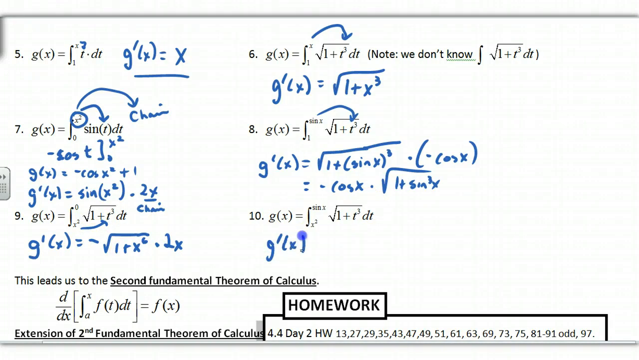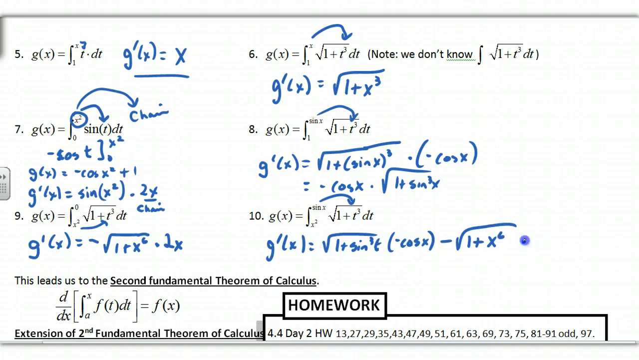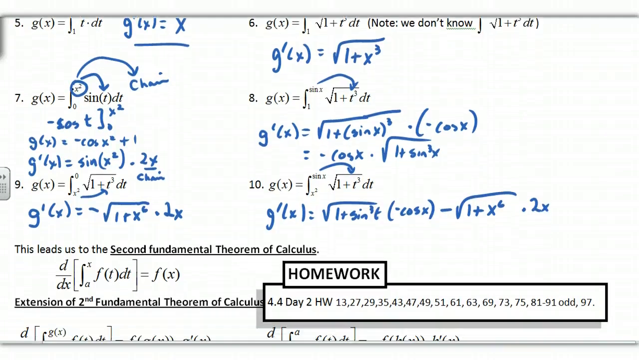G prime on this next one. Oh, look at both of those. Let's plug it in. 1 plus, we know that that's the sine of t cubed. This is what we had here, right? So don't forget to chain off. What am I chaining off? Negative cosine of x. This is the lower limit, so I'm going to subtract by plugging in the x squared. So this would be 1 plus x to the 6th. Don't forget to chain off. It's the derivative of this thing here, so that would be times 2x. Put the 2x out in front again, put the negative cosine out in front, and you've got it simplified.